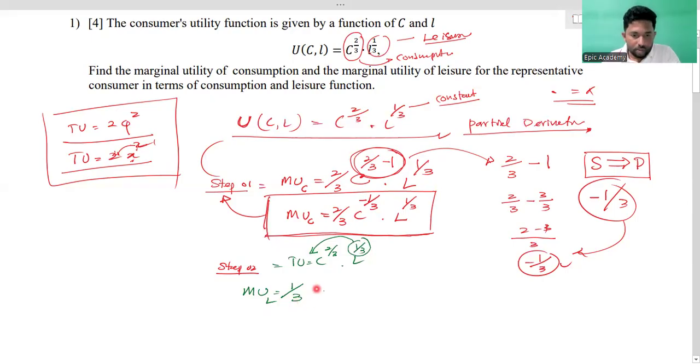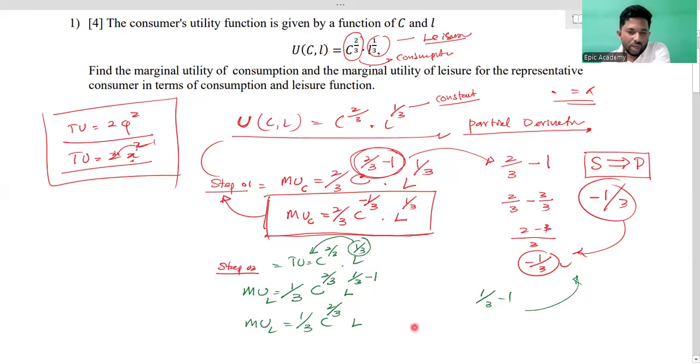Similarly, Z becomes constant, not going to change here, because we are going to calculate the marginal utility respectively for leisure only, right? L means here 1 divided by 3 minus 1, right? So finally MUL equals 1 divided by 3 Z to the power of 3L. That means 1 divided by 3 minus 1.